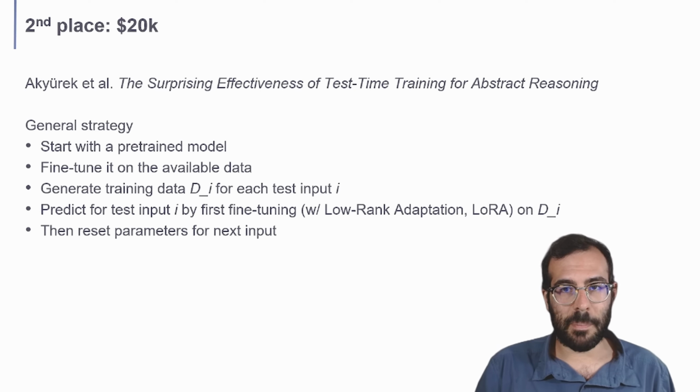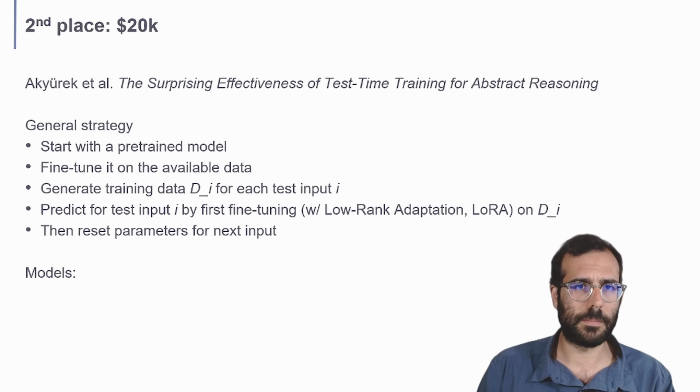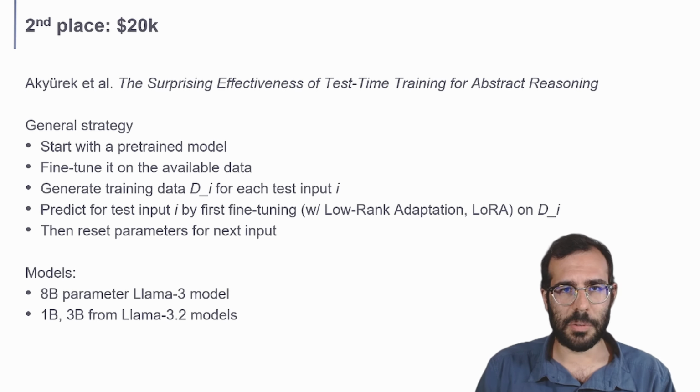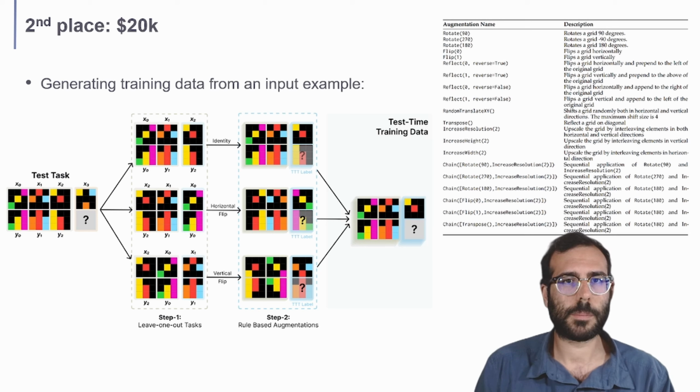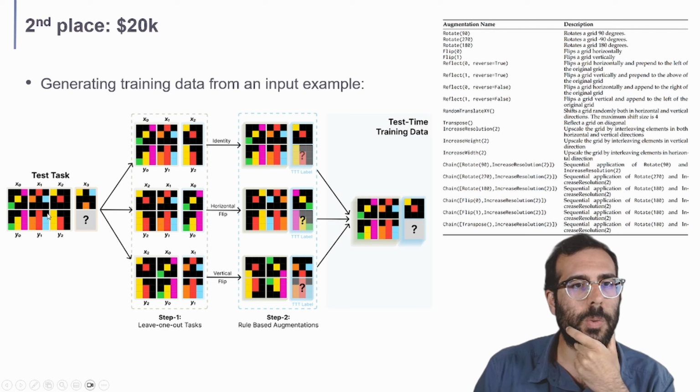And then you reset the parameters for the next input, the next task that you're trying to solve. These are the models that they use. And again, they get good performance with surprisingly small models. This is how they produce the synthetic data set given a specific task. So what they do is they do it in two steps.